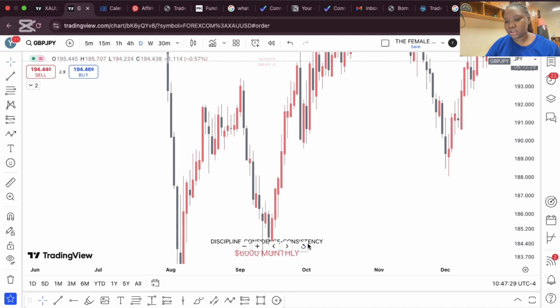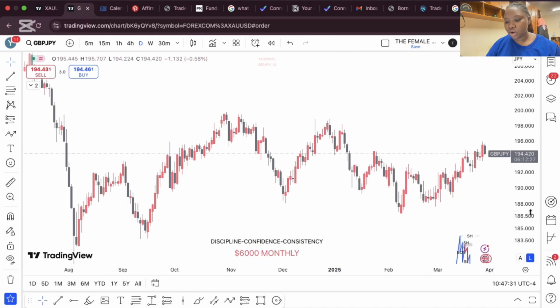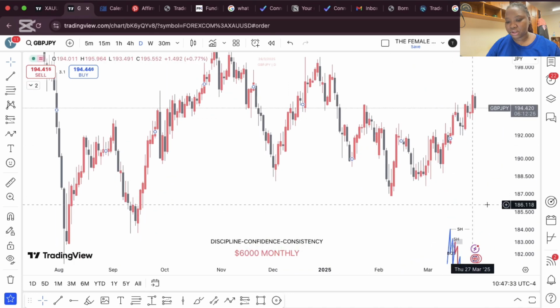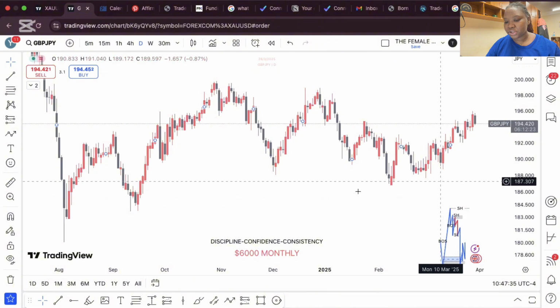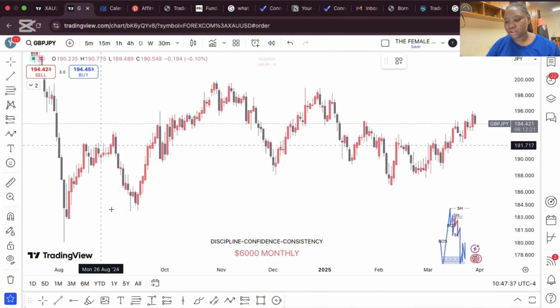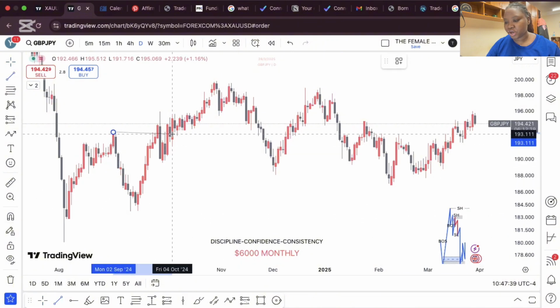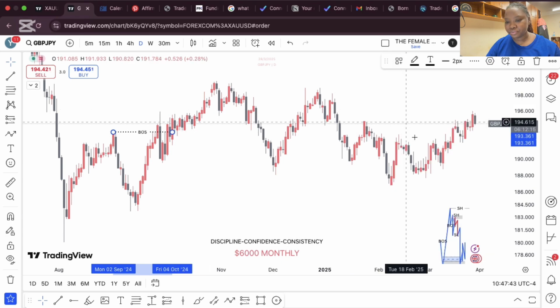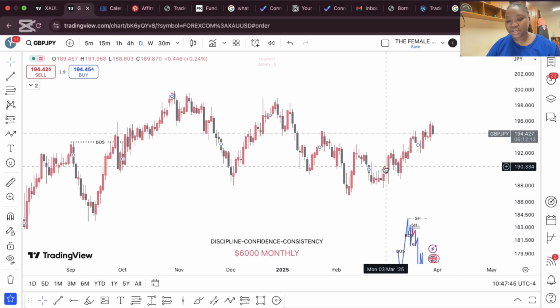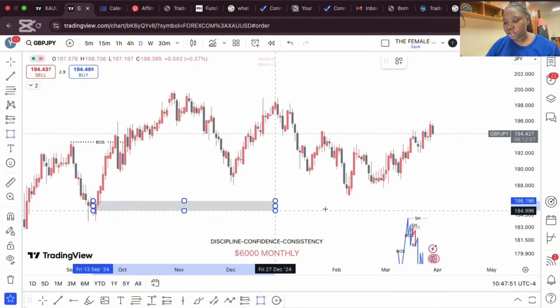Now let's go to the daily time frame first. On the daily, what do we see? We see that the daily is bullish. Why do I say it's bullish? We have this break of structure here, because first thing we need to see is what is the current structure of the market. We are bullish.